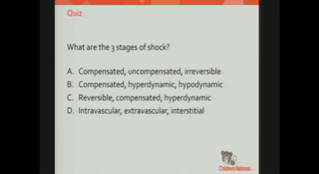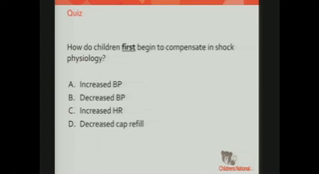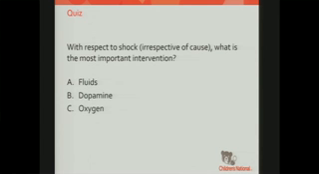Your three stages of shock are compensated, uncompensated, and irreversible. Children first begin to compensate in shock physiology by increasing their heart rate. And the most important with respect to shock: fluids, fluids, fluids.